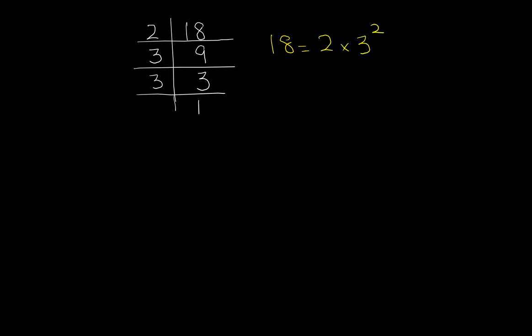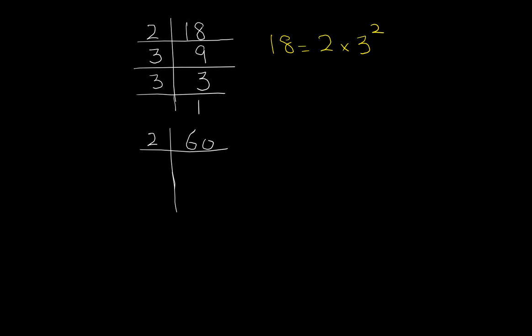So let's try something new, like maybe 60. So here's 60, it's a big number. Let's try finding the prime factorization of 60. So 60 is divisible by 2. Why? Because the last digit of 60 is 0, and we know the divisibility rule, which says that if you end with a 0, 2, 4, 6, 8, then the number is going to divide by 2.